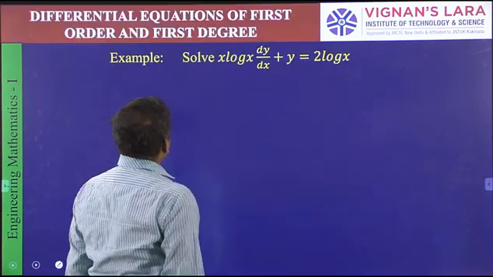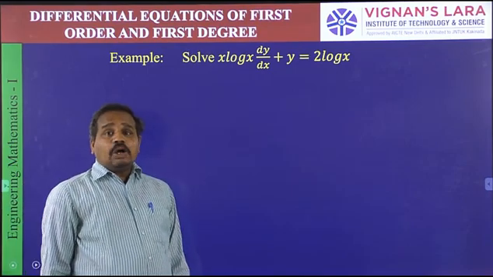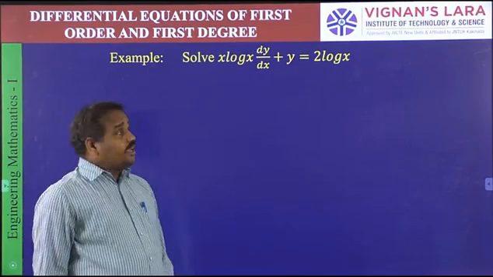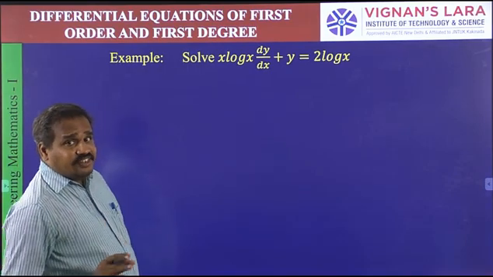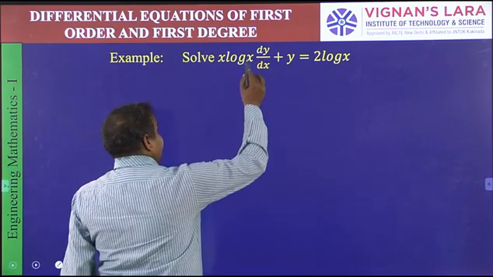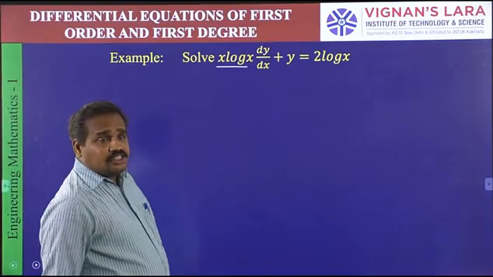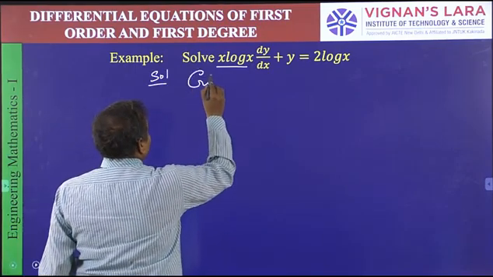This is the general solution of the differential equation. Now we are going through the one more problem. See this. Solve x log x into dy by dx plus y is equal to log x. Always in linear differential equation, the dy by dx coefficient should be 1. But here there is a value x log x. So first I am writing the given equation.